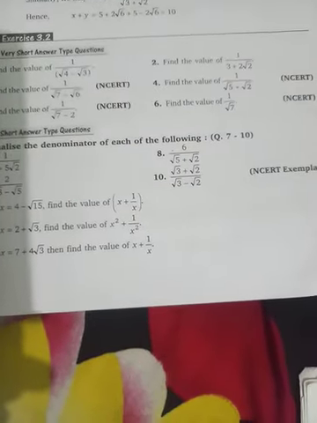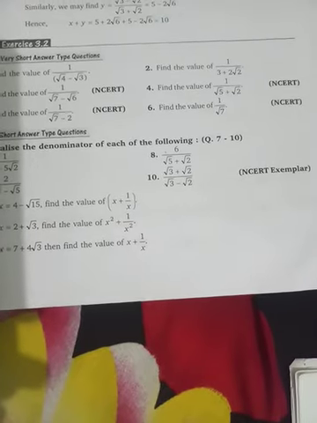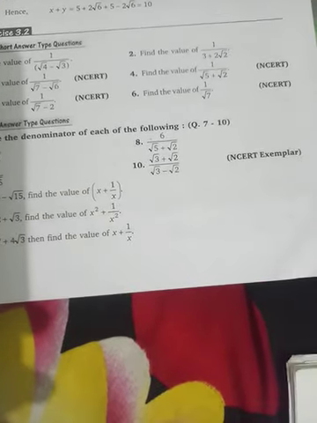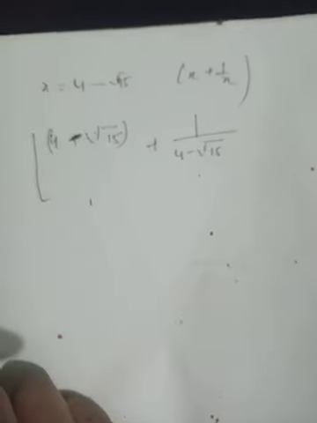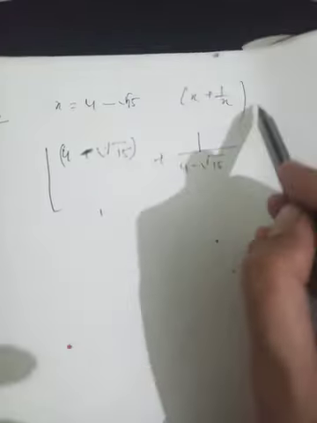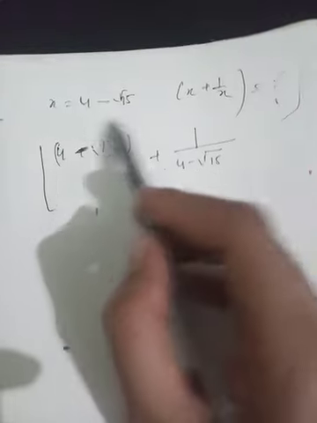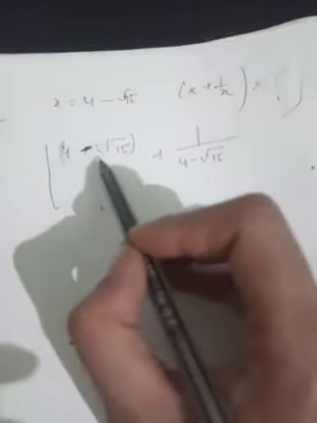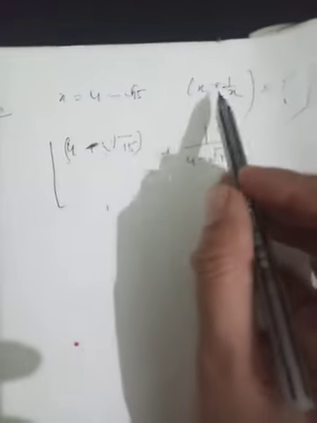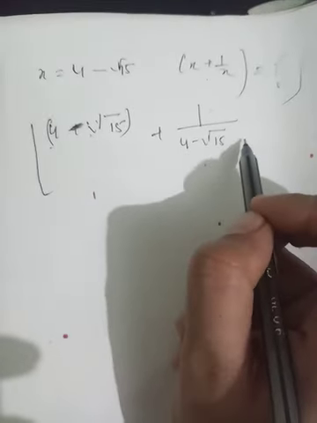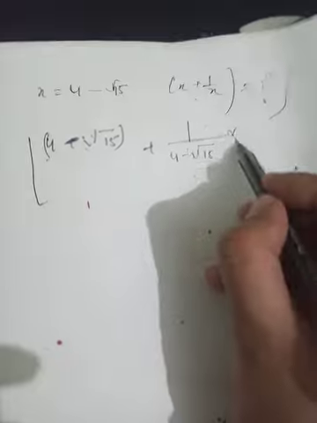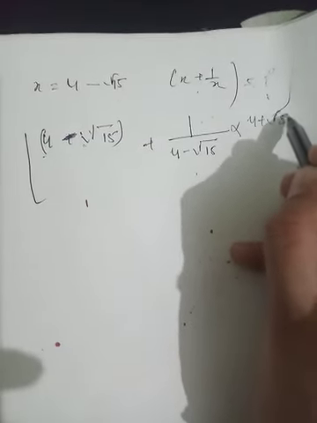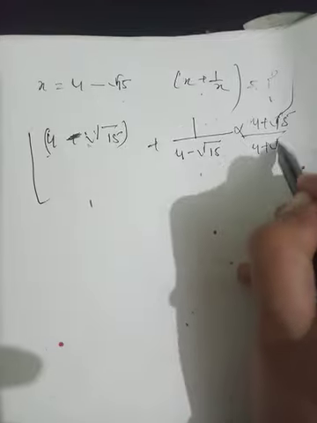Now let's see question number 11. If x is equal to 4 minus root 15, then find the value of x plus 1 by x. Put the value of x in this expression: we get 4 minus root 15 plus 1 by 4 minus root 15. Then rationalize the denominator by multiplying by 4 plus root 15.